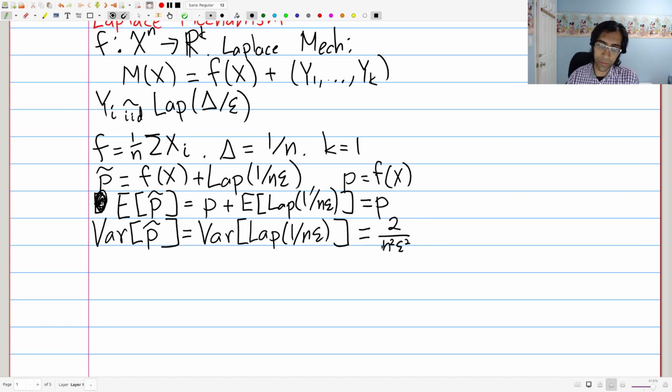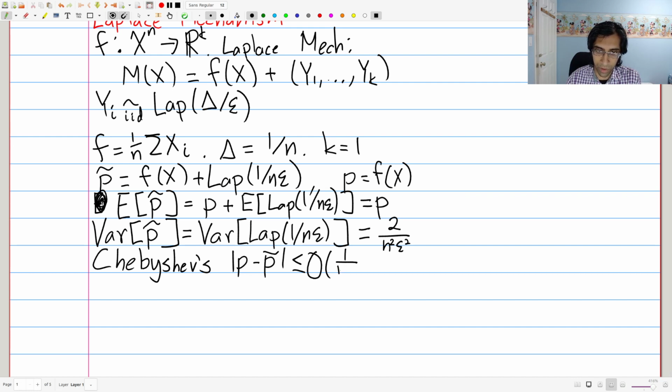Good. So now that we have both the expectation and the variance, I'm going to do this the silly way. There are better ways, which I'll allude to. But for example, one way of doing this is by Chebyshev's inequality, which, as we mentioned last time, will allow us to bound the difference between P and P tilde by essentially the standard deviation up to a constant, with constant probability. So this is going to be 1 over n epsilon with reasonable probability.